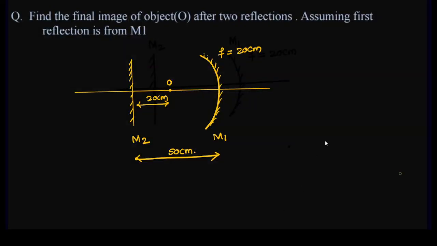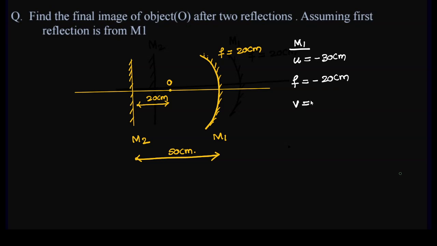Find the final image of object O after two reflections. Assuming the first reflection is from M1, we'll find the first reflection because of M1 first. From M1, what is the object distance now? Minus 30. And the focal length is minus 20.